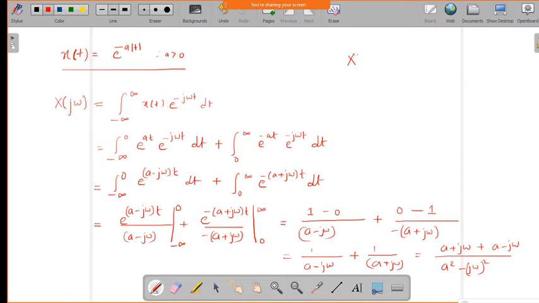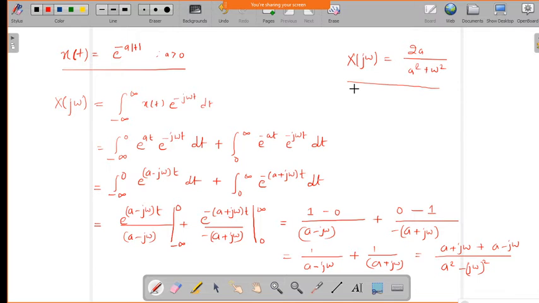The Fourier transform of this we will get is 2a divided by a square plus omega square. This j square becomes minus 1, and minus into minus becomes plus. So this is the Fourier transform of e power minus a magnitude of t. Okay, is it understood?